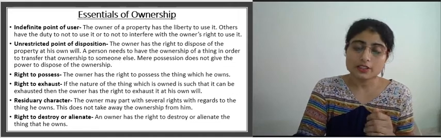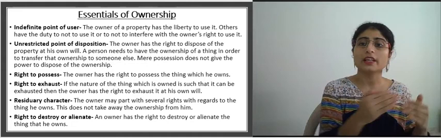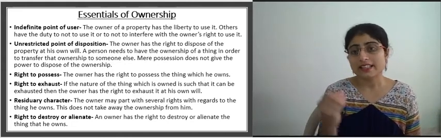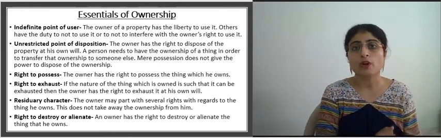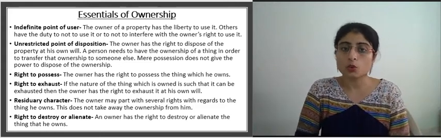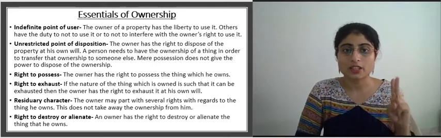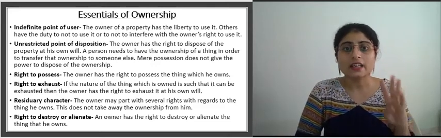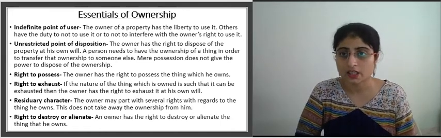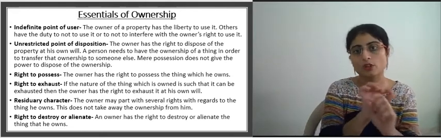Now this definitely raises the question: what are the essentials of ownership, because both definitions give different kinds of definition of ownership. So there are certain essentials of ownership which we can identify after analyzing all the definitions. The essentials of ownership are mainly the indefinite point of user, unrestricted point of disposition, right to possess, right to exhaust, residuary character, and right to destroy or alienate. So friends, for example, I am going to take one example for the rest of the slides.